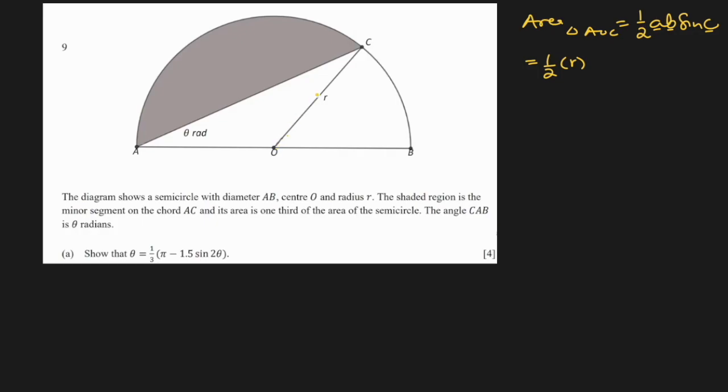I will take OC as the second side of the triangle, which is also R, and the angle between them is this. Now, how to find this angle? We know this is theta radians, this is r, this is r, that means this triangle is an isosceles triangle, correct? That means this base angle here will also be theta, because base angles of an isosceles triangle are equal. That means this particular angle will be pi minus 2 theta.